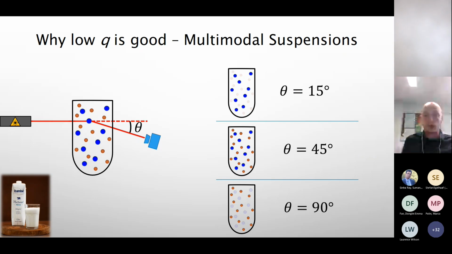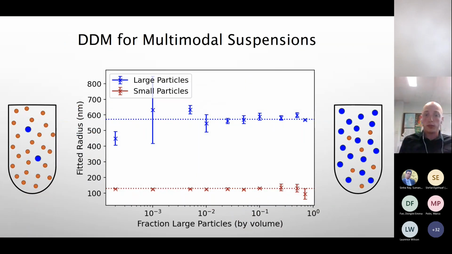So what you've ended up with is a chicken and an egg problem. To know the size distribution, you need to measure a good angle. To choose a good angle, you need to know the size distribution. Now with DDM, because we work at this very low Q, this is actually not a problem.